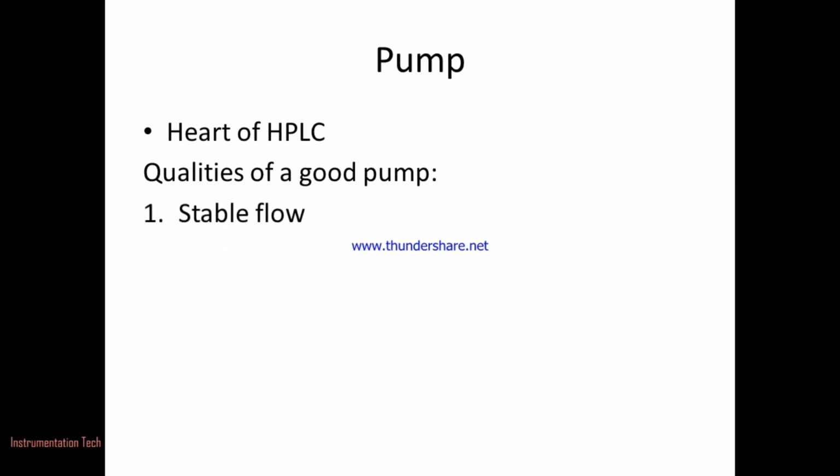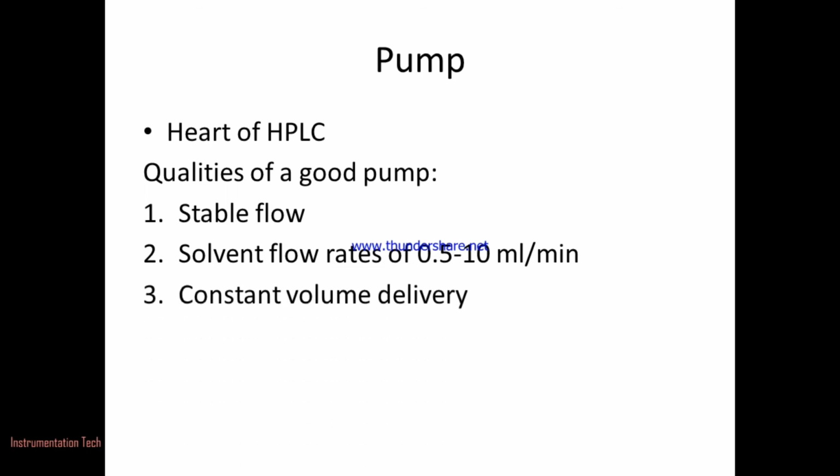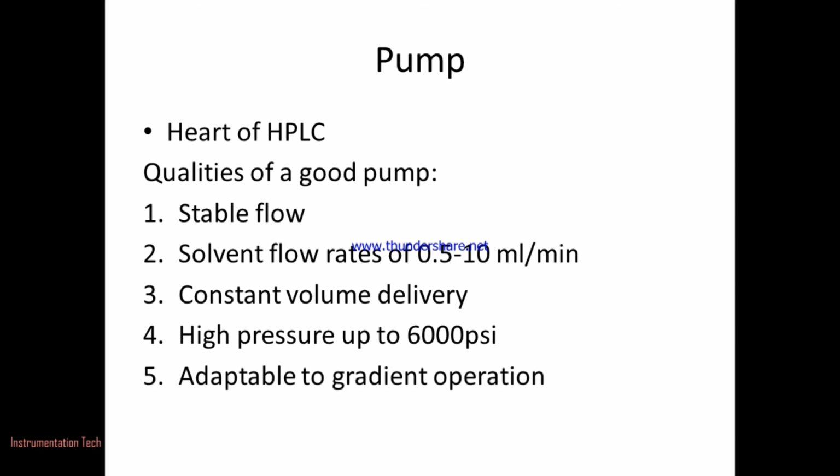First one, a stable flow. Second one, it should provide solvent flow rates of 0.5 ml per minute to 10 ml per minute. Third one, a constant volume delivery. Fourth one, it should produce high pressure up to 6000 psi. Fifth one, it should be adaptable to gradient operation.